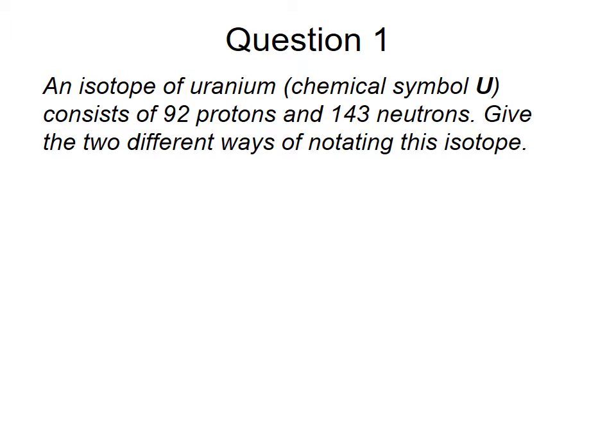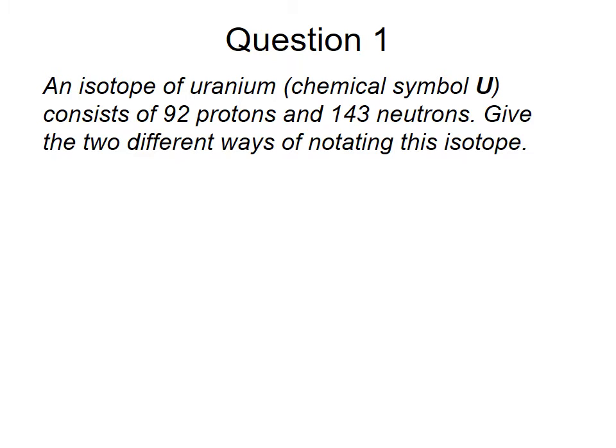So question 1. An isotope of uranium, which has the chemical symbol U, consists of 92 protons and 143 neutrons. Give 2 ways of notating this isotope. When I say notate, how would you write this isotope on a piece of paper using the short form that we've just learnt? Pause the video now and have a think about it.